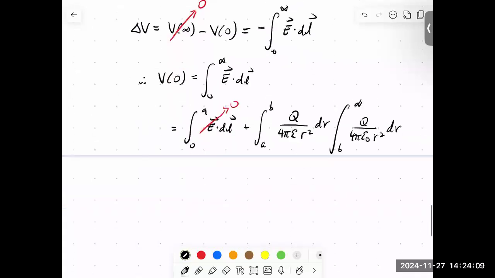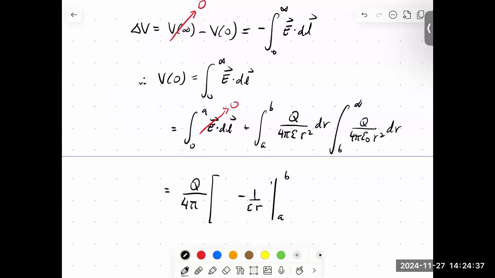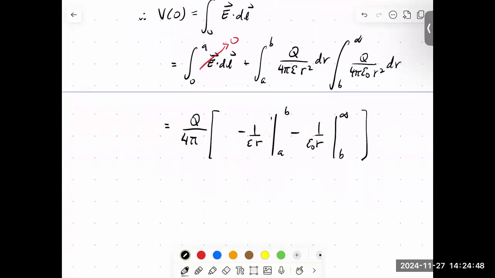Okay, so what this becomes is there's some common factors here, q over 4 pi, integral from a to b of, let's see, the integral of 1 over r squared is going to be minus 1 over r, isn't it? So it's going to be minus 1 over r. We have a factor of epsilon, and we're going to evaluate that between a and b. And then we're going to have minus 1 over r, factor of epsilon naught, and that's going to be from b to infinity.